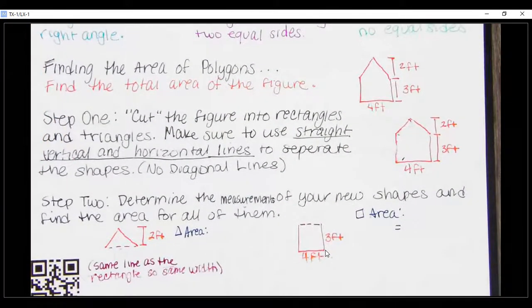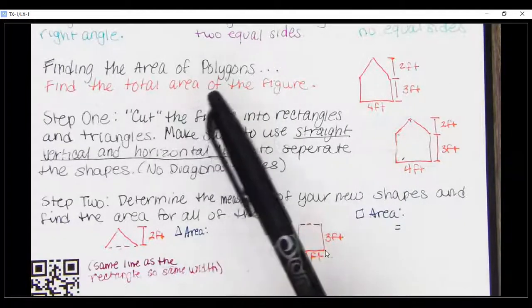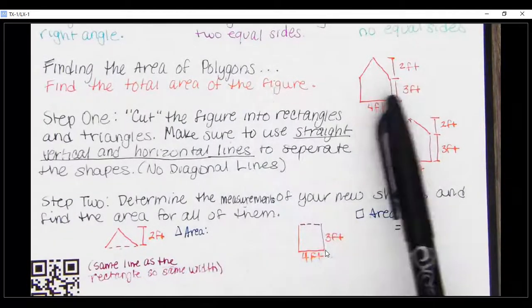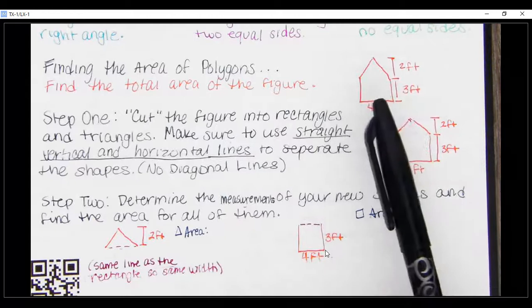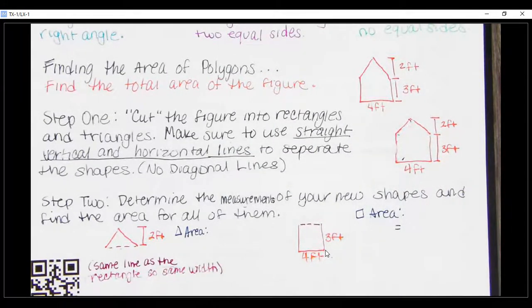Now I can find the area of different shapes by doing the steps that are down below. So in my example, I have this house looking figure, and my directions are to find the total area of this. So it's not a rectangle, it's not a square, it's not a triangle. Instead, it's a combination of both.